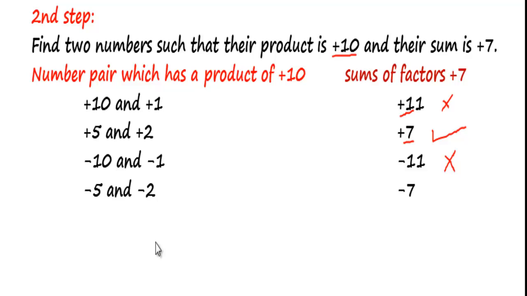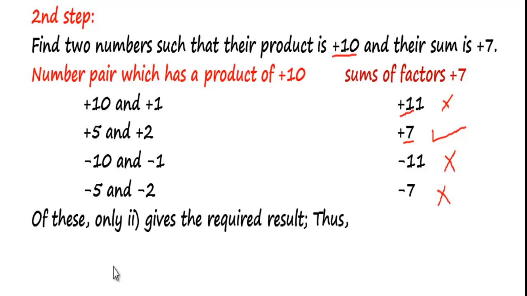When you multiply minus 5 times minus 2, you are going to get plus 10 also, which is right. But when you add them together, you are going to get minus 7, which is wrong. That means we are not going to take this one. Are you following me? So we are not going to take this one. Then of this, only 2 gives the required result.